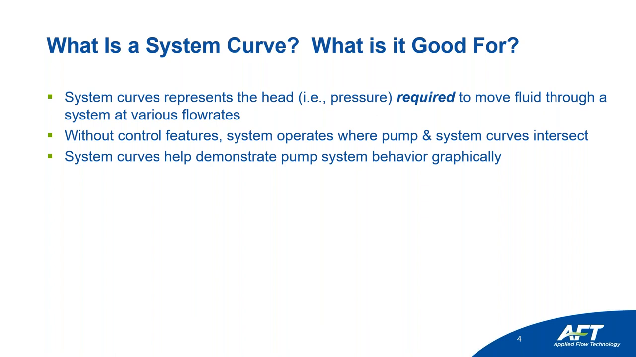In addition to demonstrating the pump behavior, they can also illustrate the proximity to the best efficiency point. One of the things that's really useful about AFT Fathom is that when you're using it to generate a pump and system curve, you can also cross plot the efficiency curve for the pump as well. You want to be able to see the pump and system curves intersecting as close to the best efficiency point as possible. So that's another reason the system curve and pump curve are useful, being able to see how closely your curves are intersecting the BEP. That's really what it's all about.